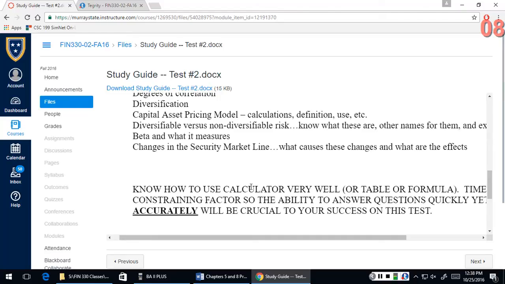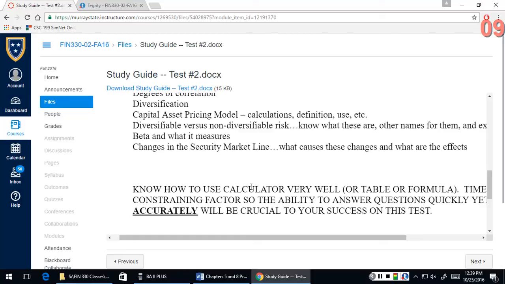I tell you this because I don't want you just studying all of one thing. Just like with the first test, I told you, don't just study all calculations, because if you do, you'll do fine on those, but there's over half the test that doesn't involve calculations. Or don't just study the definitions. So again, that should help you weigh your study time in terms of how you prepare.